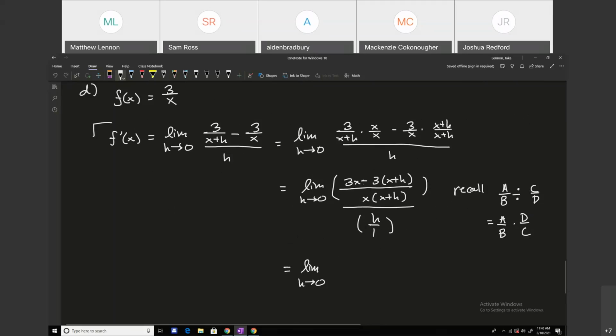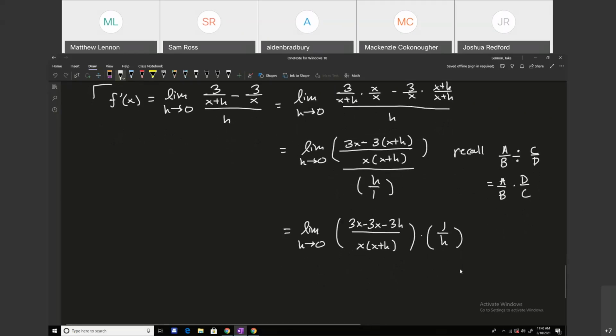What happens in the top? Well, basically I'm going to have 3x minus 3x minus 3h over x times x plus h. And then again, remember, I'm going to be multiplying by 1 over h now. And that works out for us because the 3x's cancel. So we have minus 3h over just x times x plus h.